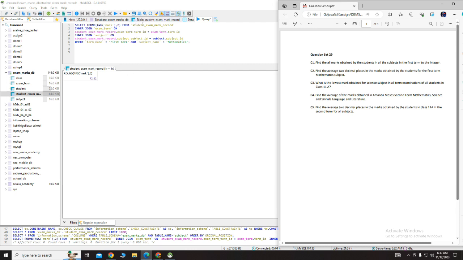We have inner joined the student exam mark record table with the exam term and subject tables using the relationships among the table columns, and finally provided the conditions where the term name should be first term and subject name should be mathematics. So this is our end result, where the average to two decimal places of the marks is 72.22.